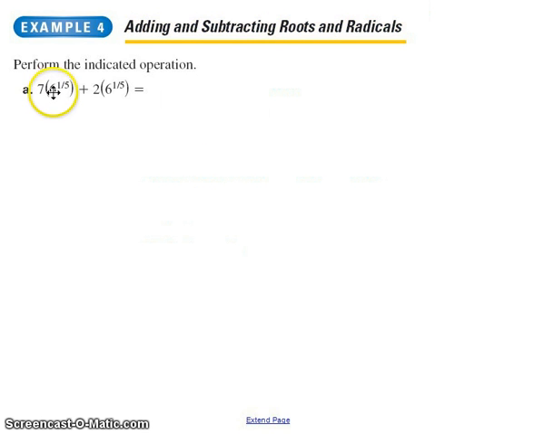So I've got 7 of these things called 6 to the 1/5, and then I add another 2 of these same things called 6 to the 1/5. Together they make 9 of them. I don't know what the 1/5 power of 6 is, but at least I've got 9 of them. Please don't call this, though, 54 to the 1/5, because again, the 1/5 only applies to the 6. It has nothing to do with the 9.